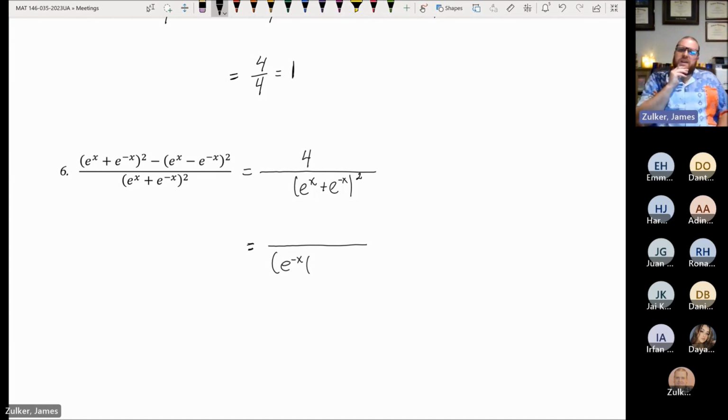So in the denominator, factor out an e to the minus x. Right? We're going to be left with e to the 2x plus 1. But remember, that whole thing's being squared.